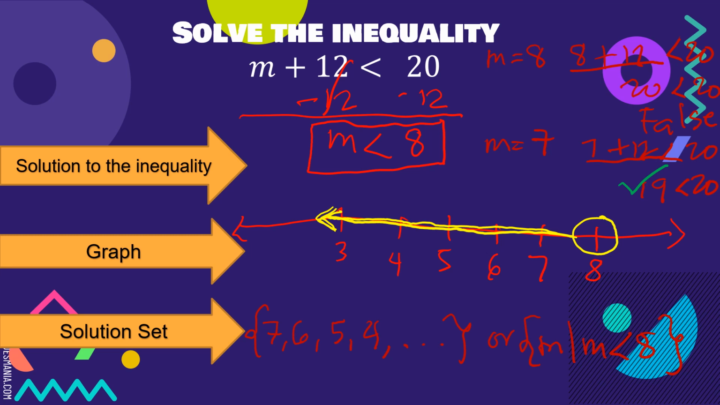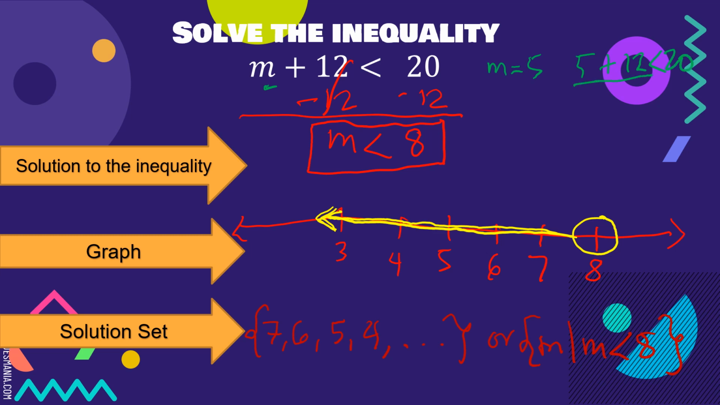How about if m is equal to 5? Let me erase this one first. So we are going to investigate, is it really true that m equal to 5 is part of the solution set? This m will be replaced by 5, so 5 plus 12 is less than 20. If we add 5 plus 12, that is 17, which is less than 20, and the inequality is true.